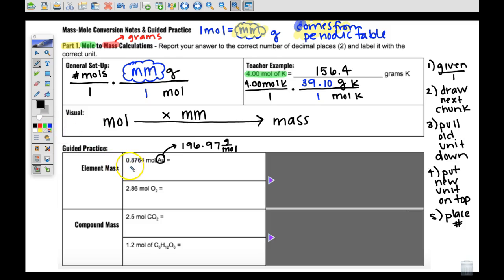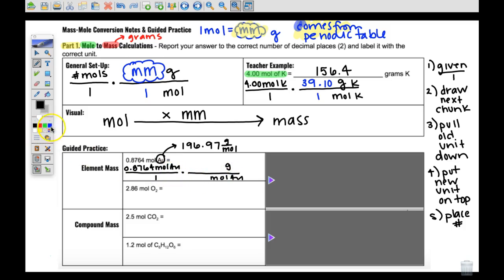So in order to start my problem now, I'm going to follow my 5 steps. I'm going to be putting my given over 1, so 0.8764 moles of Au over 1. My second step is to draw my next chunk. My third step is to pull my old unit down, which is moles of Au or gold. I'm going to put my new unit on top, which is grams.